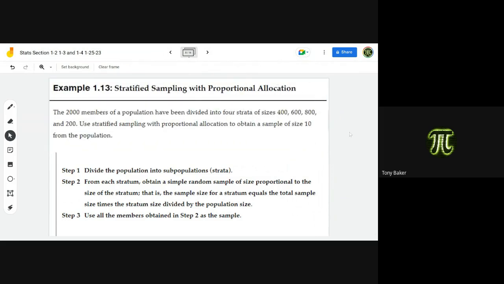So in this example, we have 2,000 members of the population divided into 4 strata: 400, 600, 800, and 200. I want to obtain a sample size of 10. So how many people from the stratum of size 400 am I going to pick? How many? 20. Wasn't 20. I only want 10 people.